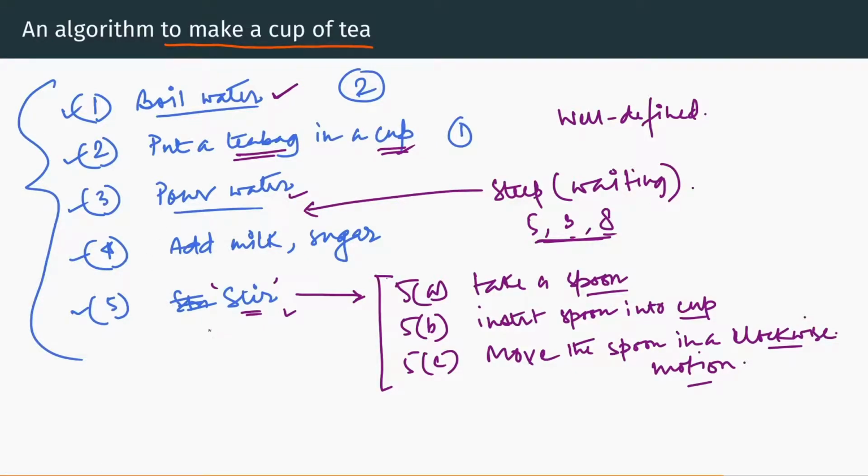Based on the number of cups, you'll have a different amount of water to boil, a different number of tea bags, different amounts of milk and sugar, and a different number of stirring actions, right? So you have to stir in each and every cup. Now, sometimes though, you would have an algorithm that takes inputs, but that does not change the algorithm at all. And I'll give you an example of such an algorithm.